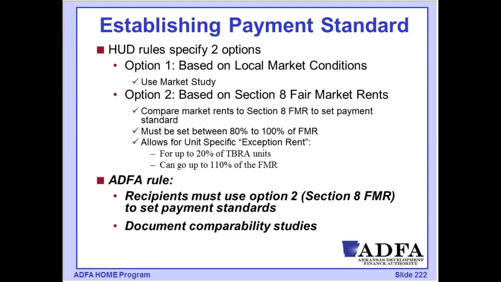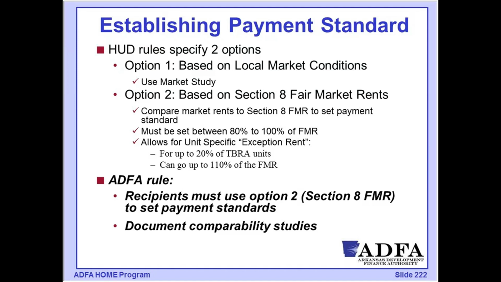There is the ability, and so what we've set as our payment standard needs to be between 80 and 100% of the fair market rent. So we might look at that Section 8 fair market rent for my particular community and determine that we feel that's slightly high. So we might set it as, maybe 90% of what the fair market rent is according to the Section 8 schedule. There is the ability on a unit-by-unit basis to grant an exception rent, and that would be for up to 20% of the tenant-based rental assistance. And this would allow you to go slightly over the fair market rent schedule if needed. The maximum on that is 110%.